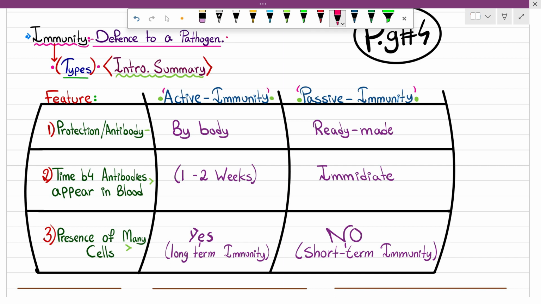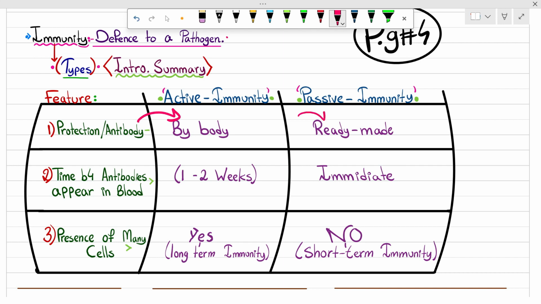This is an intro summary table before we jump to them in detail. So in active immunity, the production of antibodies is by the body, while passive immunity is ready-made. The time before antibodies appear in the blood in active immunity is 1 to 2 weeks, so it takes a lot of time, while passive immunity is an immediate response because it's ready-made. Active immunity has the presence of many cells, yes, because it's long-term immunity. Passive immunity does not have the presence of many cells because it's short-term immunity.